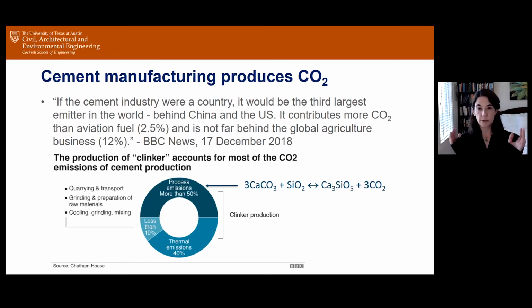So when we're talking about energy and CO2 implications, it's important not to just look at the fuel that we're using. It's important to look at the chemistry of this process as well to see if we can alter that, in addition to altering the temperature processes.